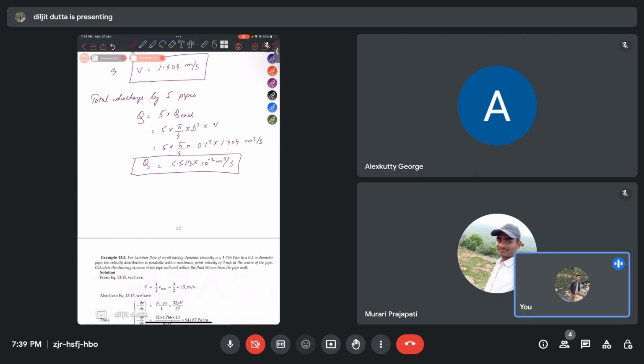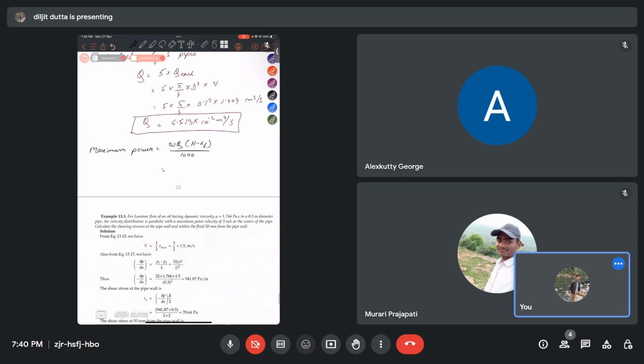Now after getting Q, we have to find the maximum power. So the maximum power is equal to w Q (H minus hf) by 1000. So 9810 into Q into H minus hf, which is 722.8 minus 240.9, and I think this will come around 260.6 kilowatt.